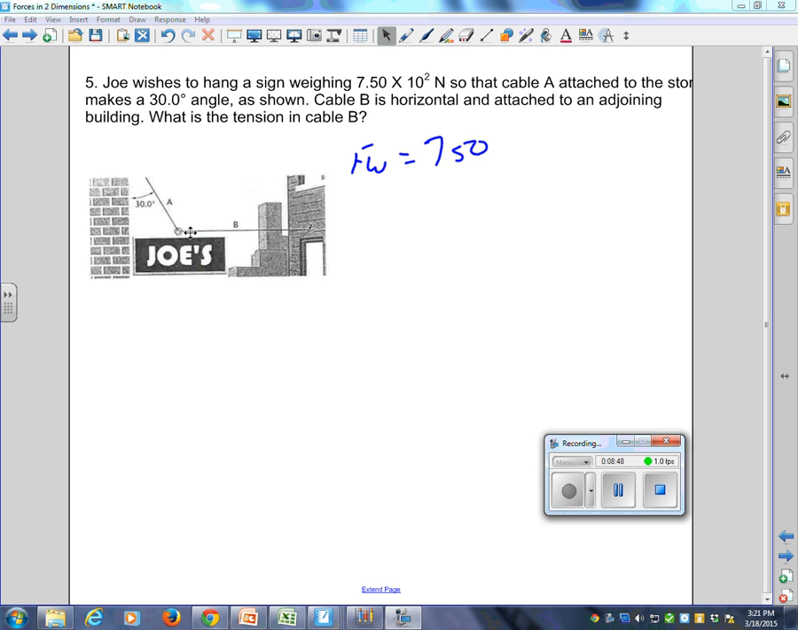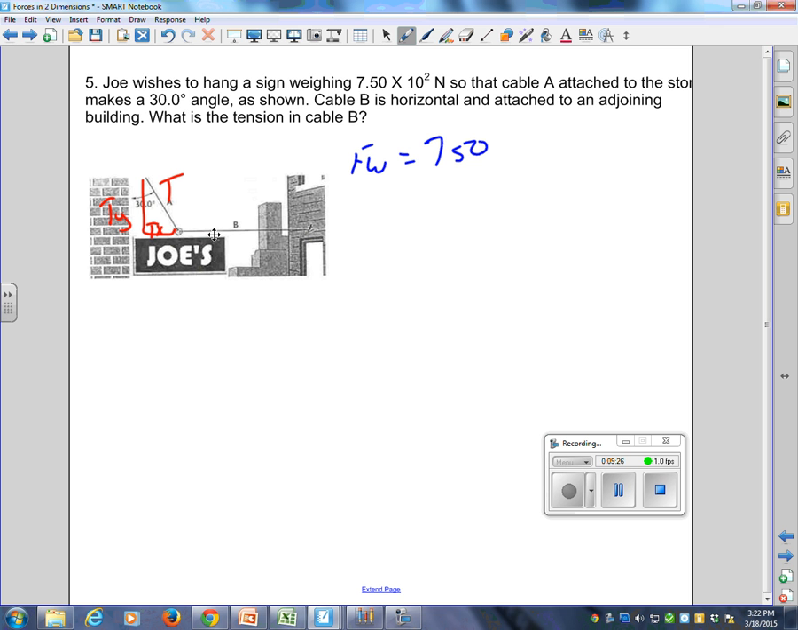Oh, it's 0. No, it's not 0 because A has a, let's call this T, A has a Y component and A has an X component. Which way is that X component? It's pulling it to the left, right? So this X component, is there an acceleration left and right? So the X component is balanced by tension in B. B and Tx are playing tug of war and they are equal. How can you tell? The sign's not moving.